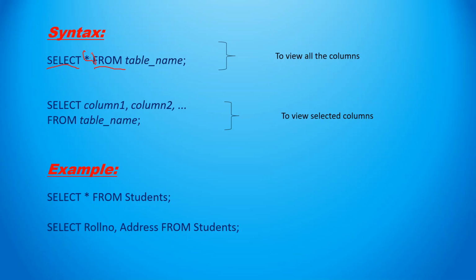Asterisk means it will display all the columns. To view specific columns, you have to write the column names after select. This is to view selected columns. For example, if we write select asterisk from students, it will display all the columns present in the student table. By column I mean attributes. And if you write select roll number, comma, address from students, it will display only 2 columns from the student table, that is roll number and address. It will not display the other columns existing in the table.